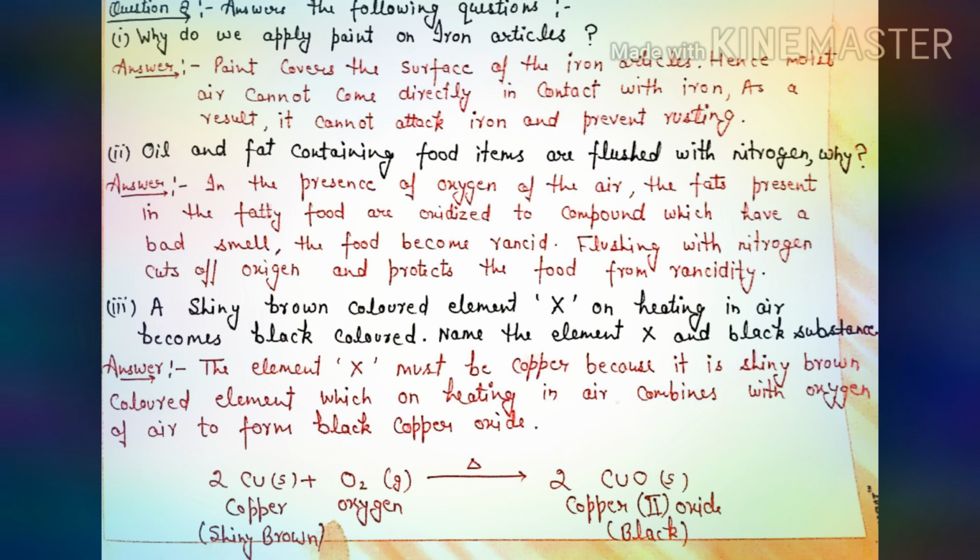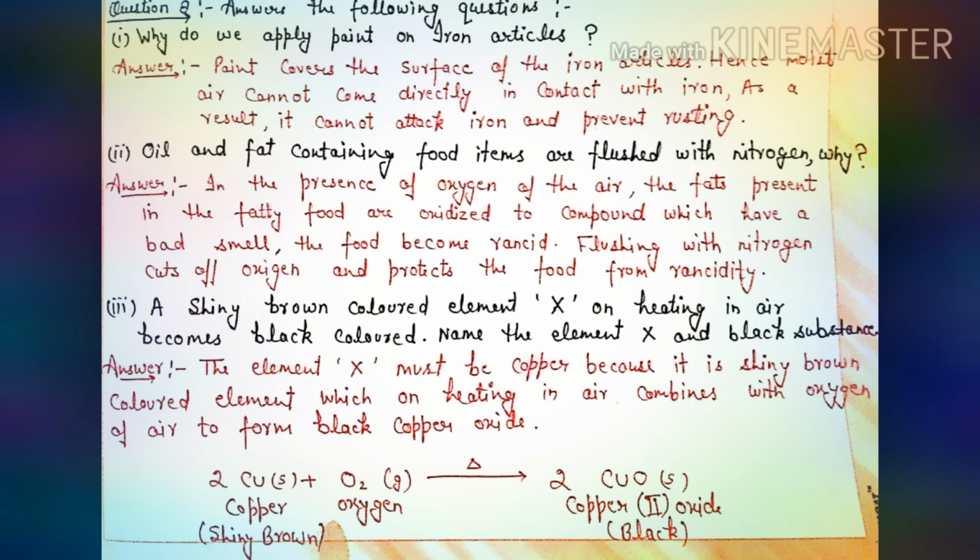Second part: Oil and fat containing food items are flushed with nitrogen. Why? Because in the presence of the oxygen of air, the fats present in the fatty food are oxidized to compounds which have a bad smell, and the food becomes rancid. Flushing with nitrogen cuts off oxygen and protects the food from rancidity.